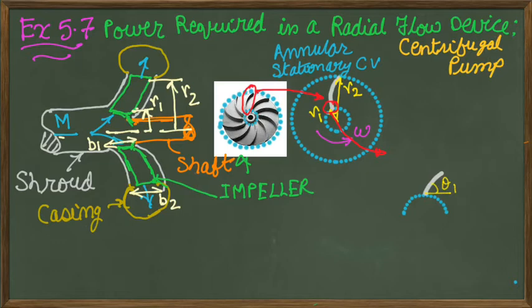This angle is measured by drawing a tangent. So this line is tangent at this point. The angle which the tangent of the blade makes with the tangent of the circle on which this blade is attached is the blade tip angle theta 1.